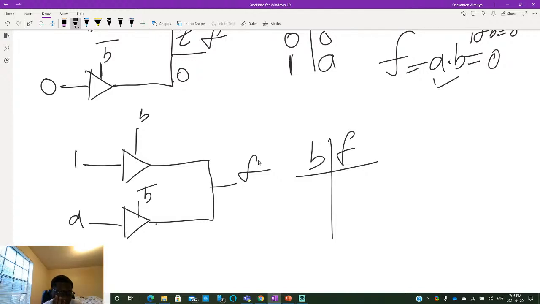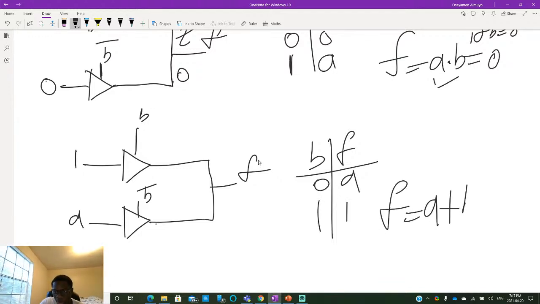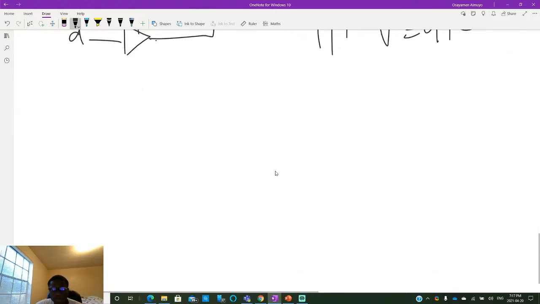Okay, so for this, let's check what happens if B is 0. If B is 0, we have A. And then if B is 1, we have 1. Well, that's literally A or B, right? Because if B is 0, you just have A, and if B is 1, you just have 1. Because 1 or anything is 1.